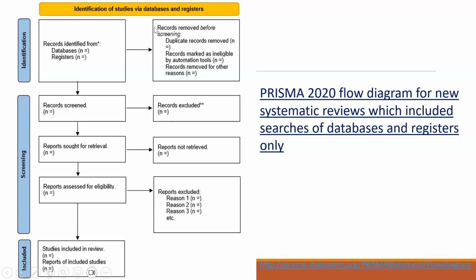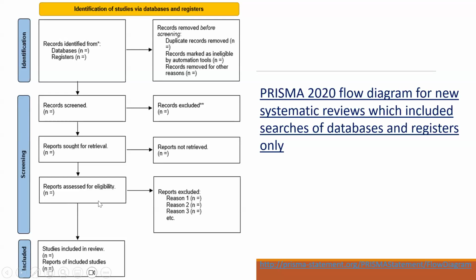Next is records screened. After removing duplicates, how many studies you have for the title and abstract screening, and how many studies you have excluded. Those numbers. Then reports sought for retrieval. That is how many studies you are going to include in your full text screening, and reports not retrieved. Suppose you have 50 studies for full text screening, but sometimes you might not have access to the full text of 10 studies. In that case you can give here the number of full texts to which you do not have access. Then reports assessed for eligibility, that is the final number of studies you are going to assess at full text.